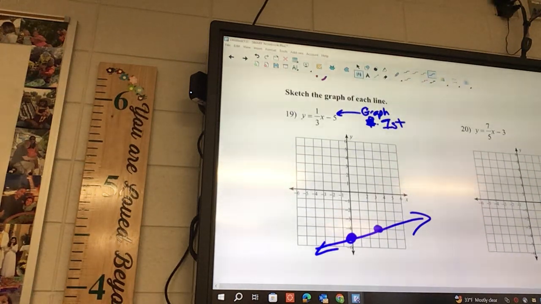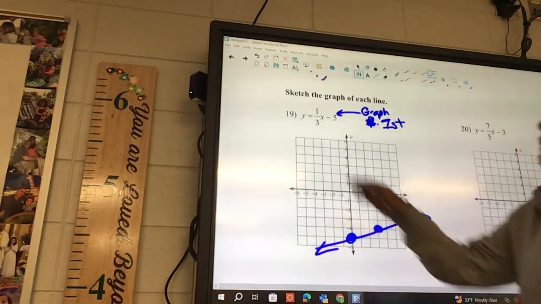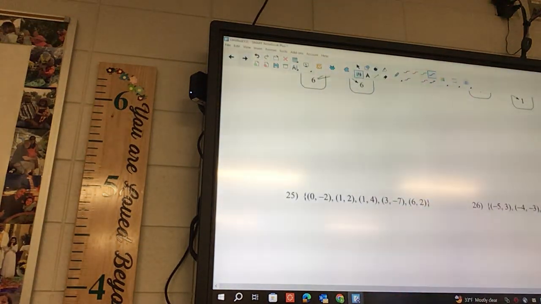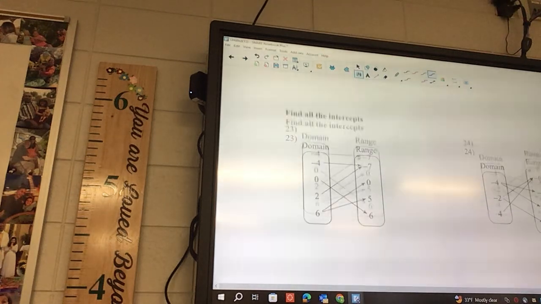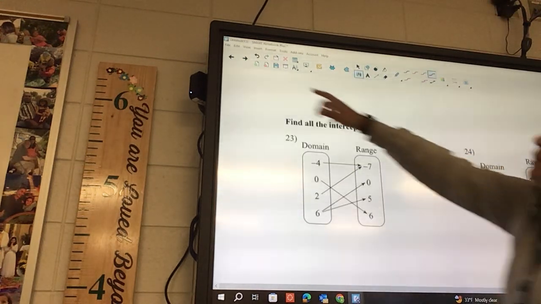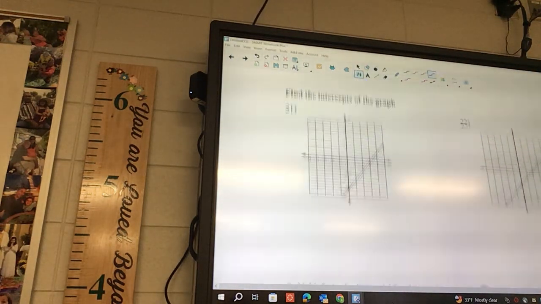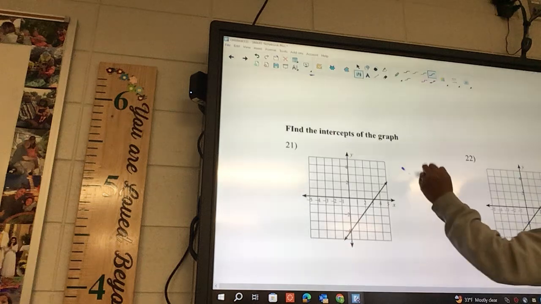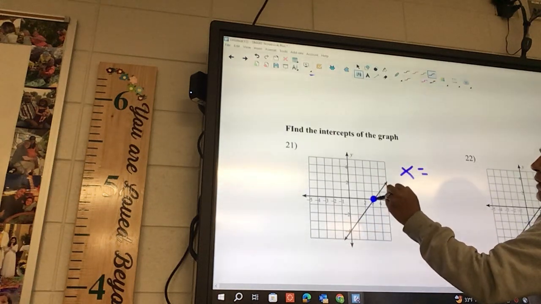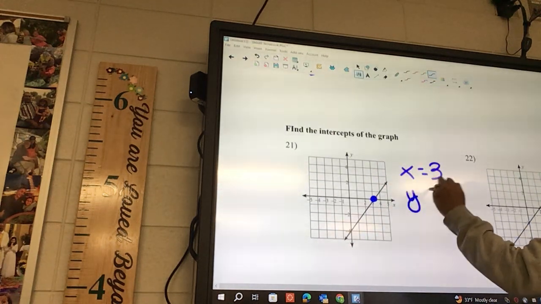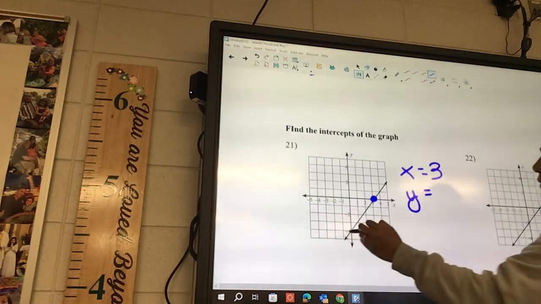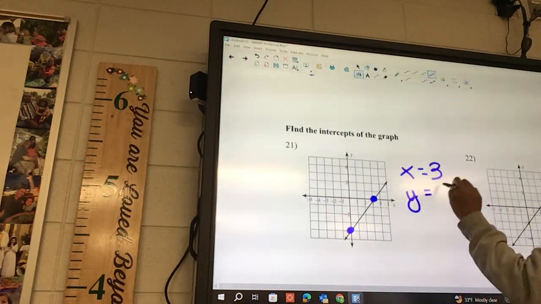Okay, 21, it says find the intercepts of the graph. What is the x-intercept? 3. How do you know it's 3? It's wherever it crosses the y line. Did I pass it? Is it on the bottom of this one? So we can see the x-intercept is at 3. It's wherever it crosses the x line. What is the y-intercept? -4. It's wherever it crosses the y line.